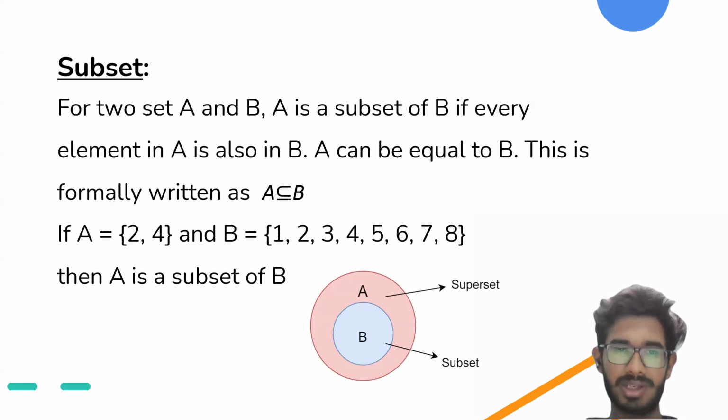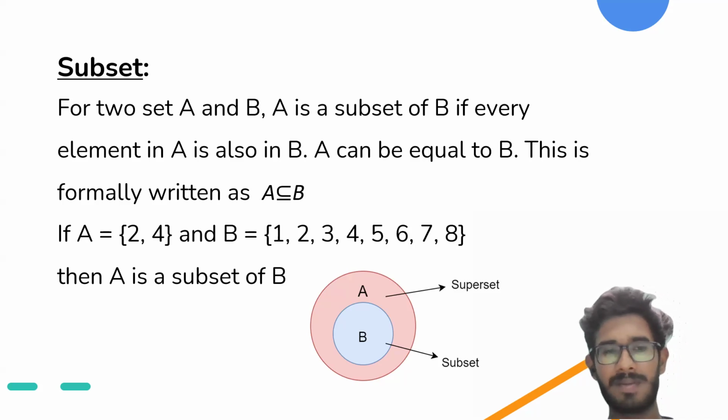This is formally written as shown. If A contains elements 2, 4, and B contains elements 1, 2, 3, 4, 5, 6, 7, 8, then A is a subset of B because every element of A is present in B.